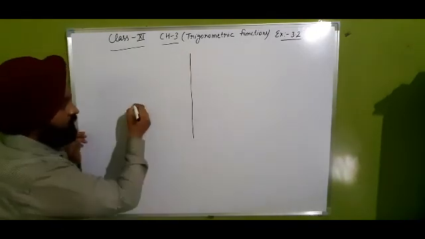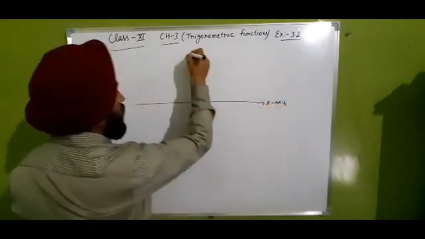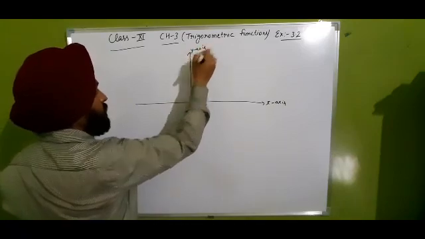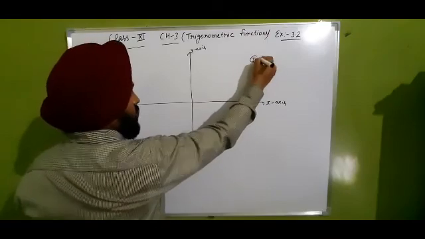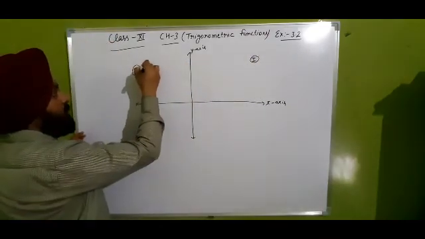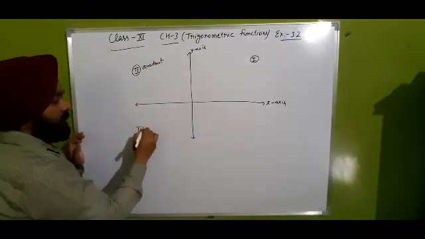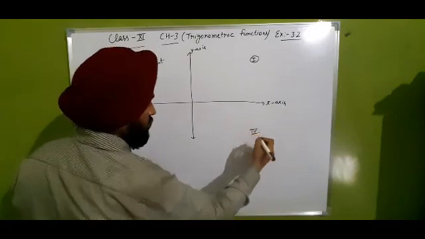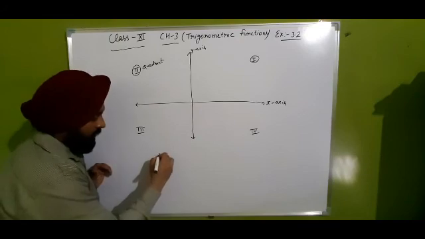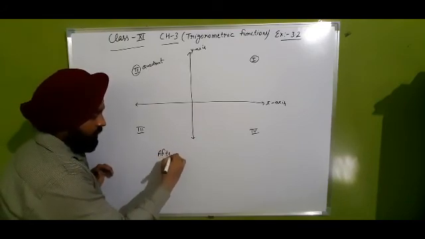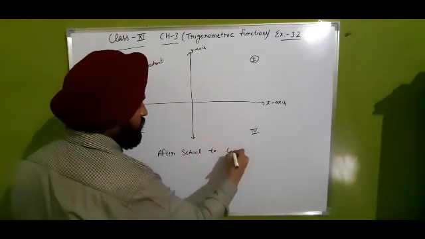First of all, draw a Cartesian plane like this: x-axis, y-axis. As you know, that is the first quadrant, second quadrant, third quadrant, and that is the fourth quadrant. Now you have to learn a line there: after school to college.